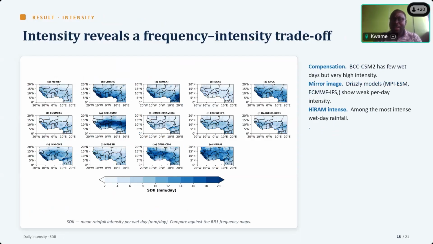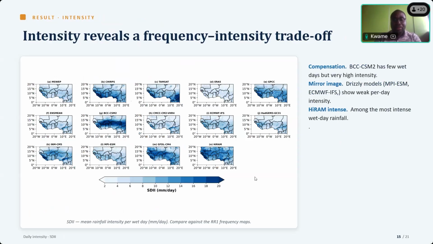Comparing the intensity of the rainy days and the number of rainy days, this is what we see. BCC is giving few wet days, but even though it's giving few wet days, it's showing a very high intensity rainfall. So if it rains for only 3 days within the year, they are telling us that rainfall within those 3 days is such huge. And the models with the drizzle, where it just takes any drizzle as a rainfall, show a weak per day intensity. Among the most intense wet day was the HIRAM model.